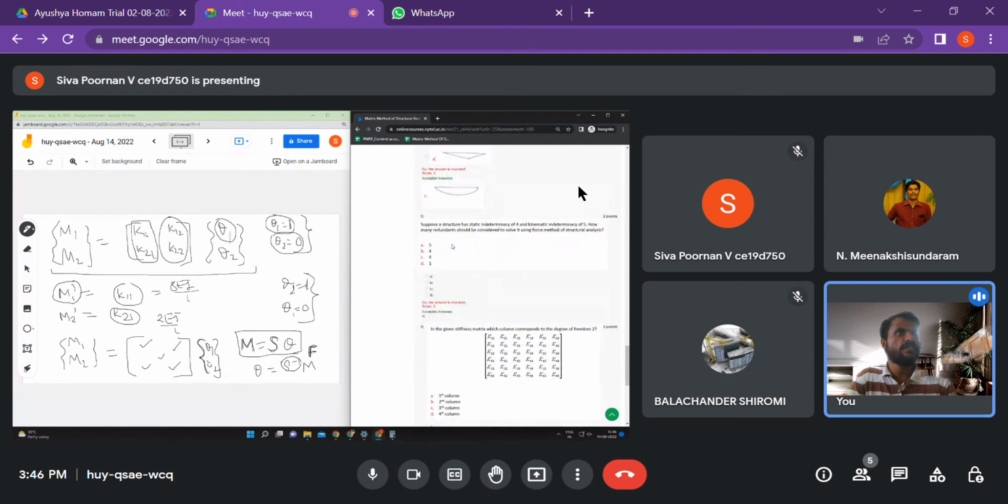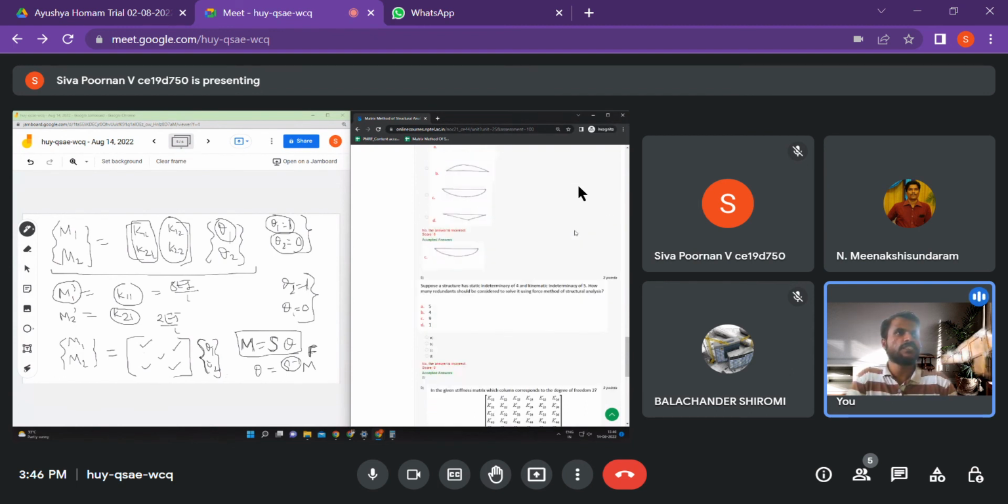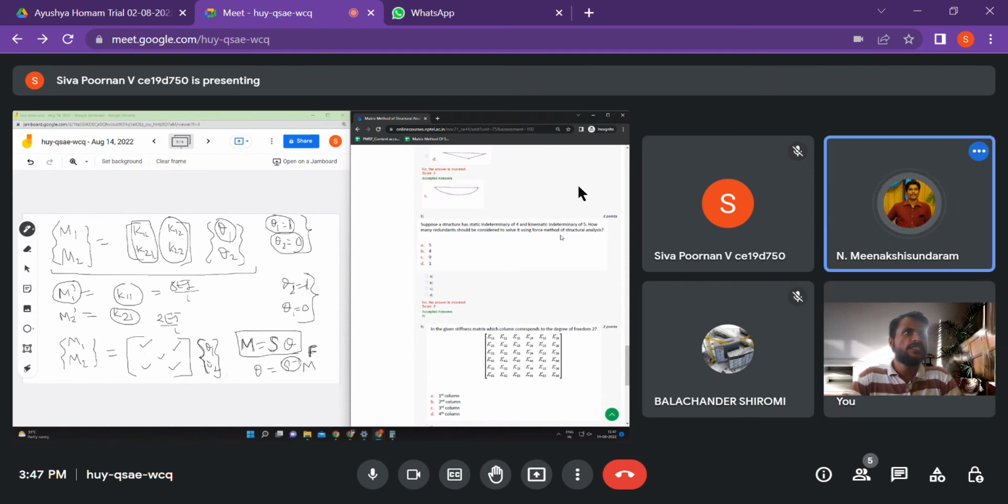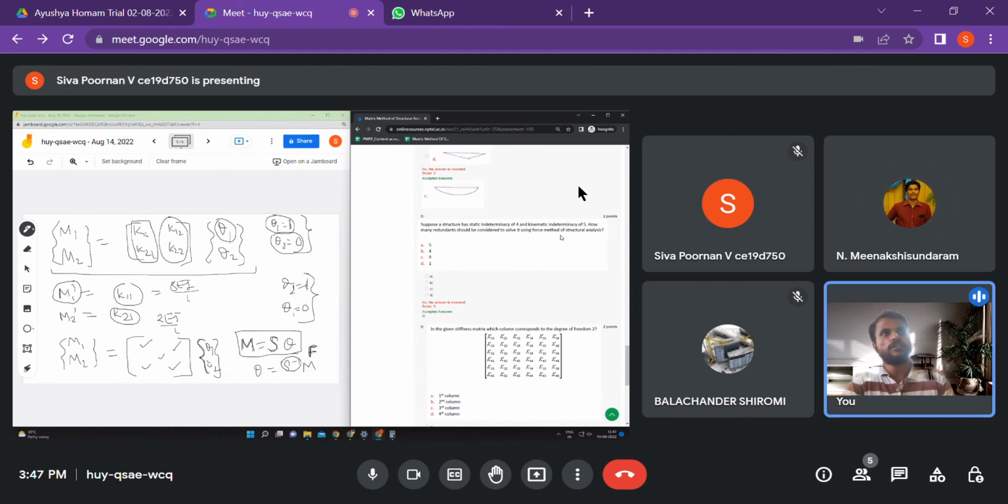Fine. The next question is, suppose a structure has static indeterminacy of 4 and kinematic indeterminacy of 5. How many redundancies should be considered to solve it using force method of structure analysis? This question is very interesting. The question is force method, not displacement method. So force method means we need to think only about static indeterminacy. So it's 4, right? So the answer is B.